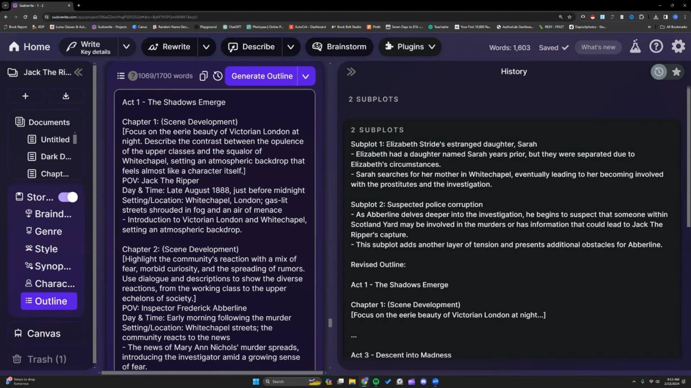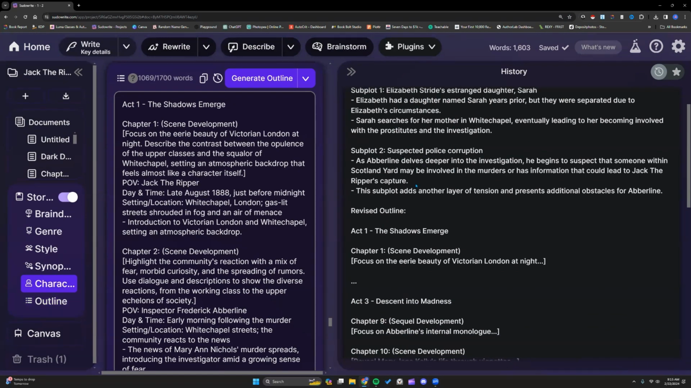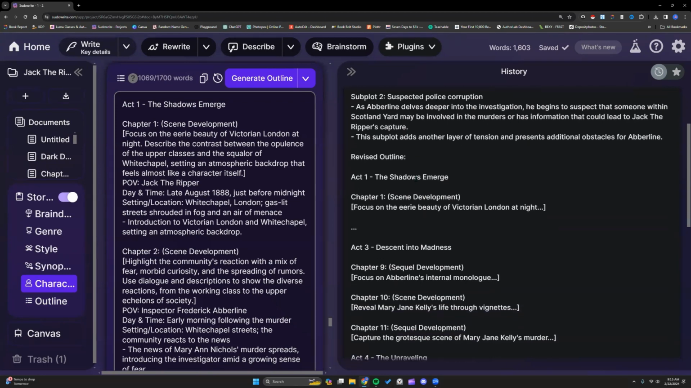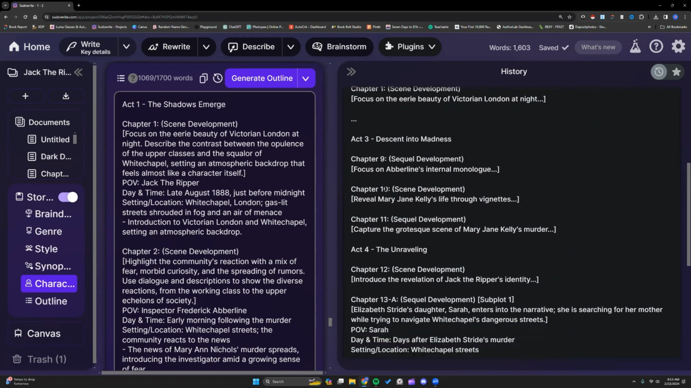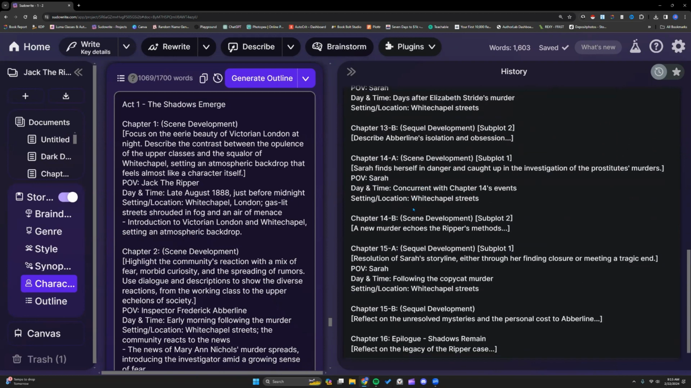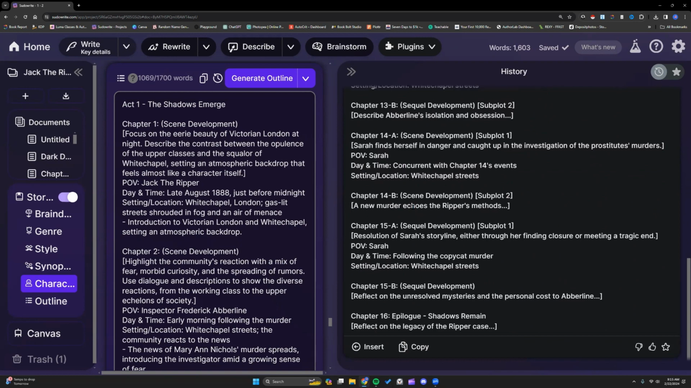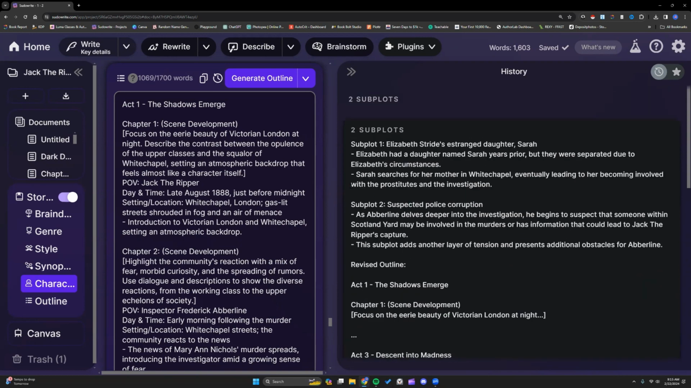Okay, so it's subplots. Again, did much better with the outline. So Elizabeth had a daughter. She becomes involved in everything. And then Aberline, the detective, suspecting someone within Scotland Yard. Like that. And then, of course, it's instructed to kind of rewrite the outline to bring in those subplots so you have a good idea of where to insert them. So again, this one does best with the outline actually fleshed out already.